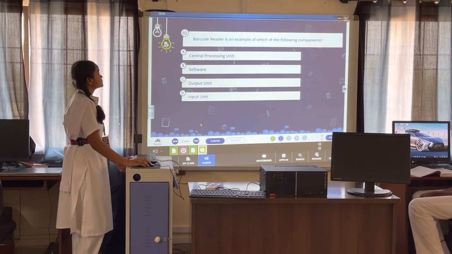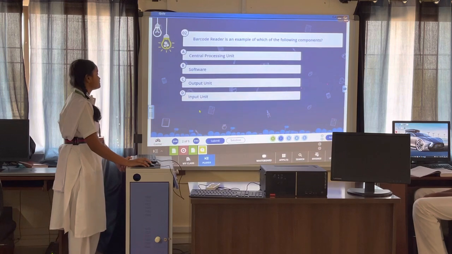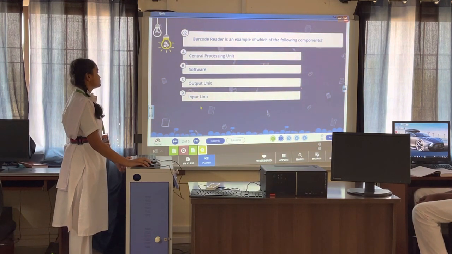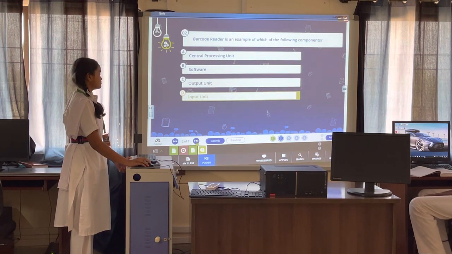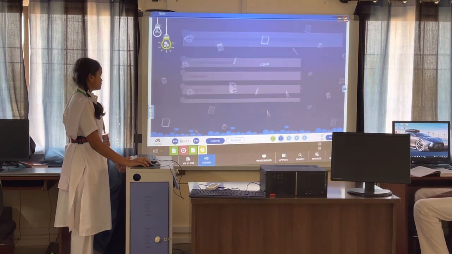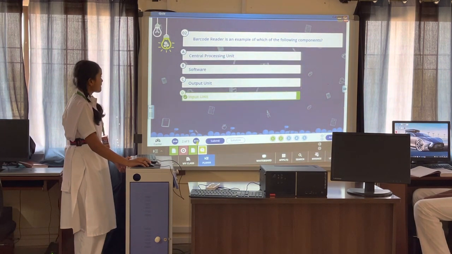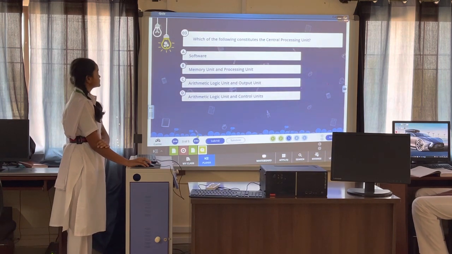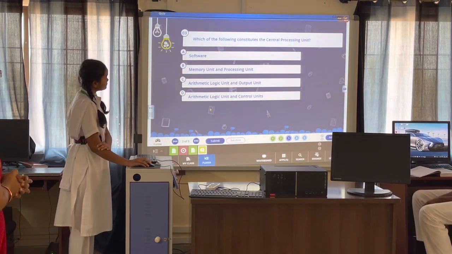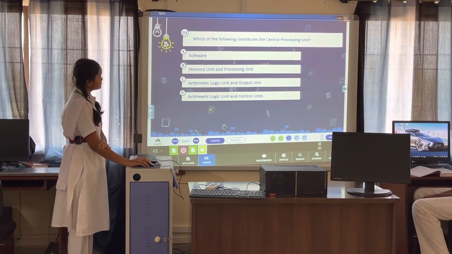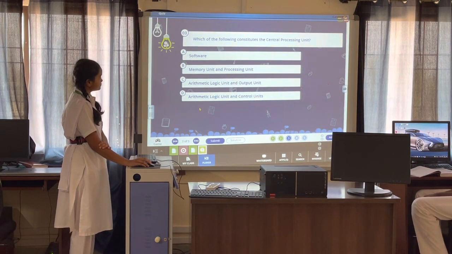Barcode reader. We have come across barcode readers in every shop. Barcode reader is an example of which of the following components? Output unit. See the result, please. Central processing unit, software, memory unit and processing unit, arithmetic logic unit and output unit, or arithmetic logic unit and control unit. D. Let's see the answer. Correct.